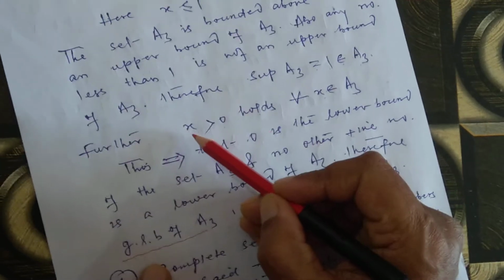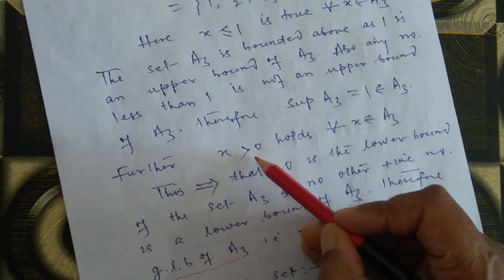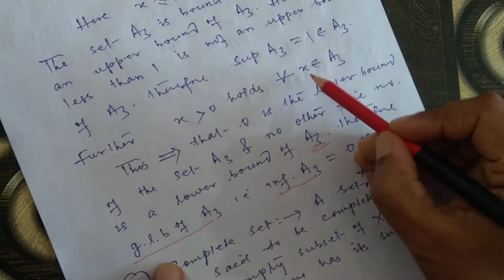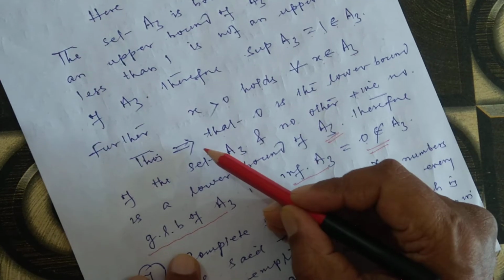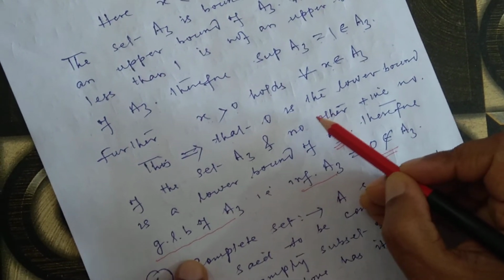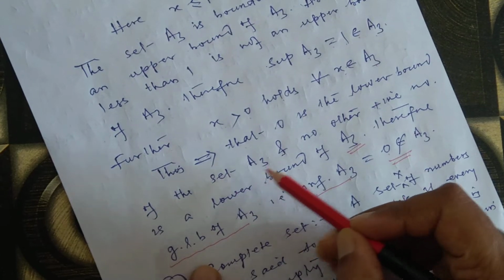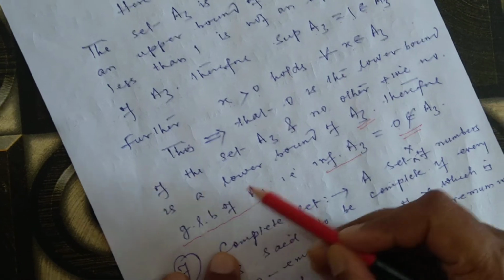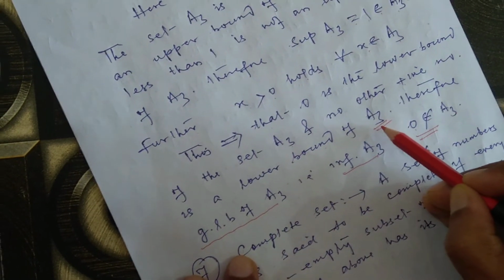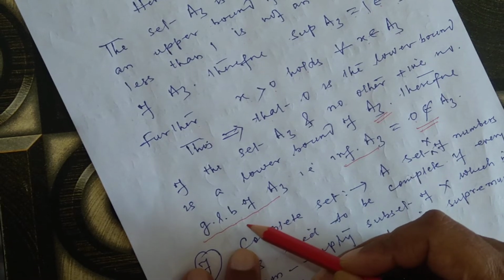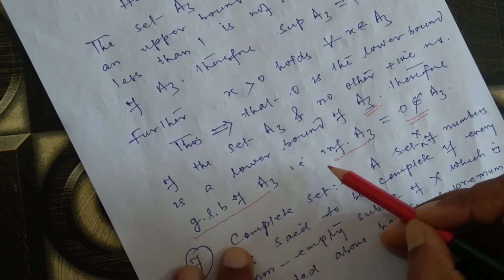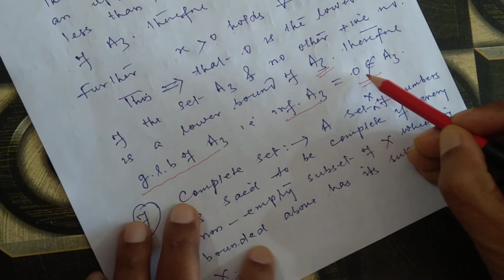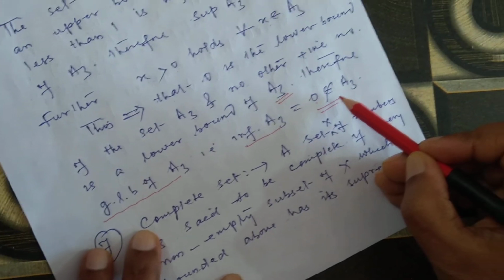Further, each member of the set A3 is positive, that is x is greater than 0, holds for all x belongs to A3. This implies that 0 is a lower bound of the set A3 and no other positive number is a lower bound of A3. Therefore, the greatest lower bound of A3, that is the infimum of the set A3, is 0, which does not belong to A3.